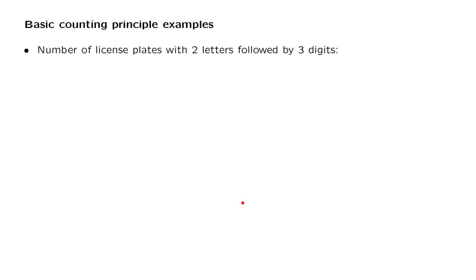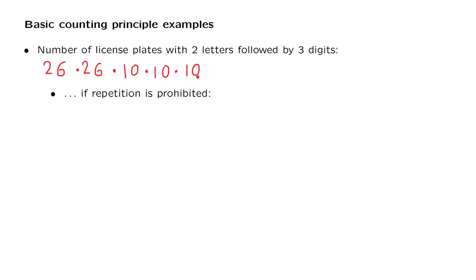In our first example, let us consider license plates that consist of 2 letters followed by 3 digits. The question is, how many different license plates are there? We think of the process of constructing a license plate as a sequential process. At the first stage, we choose a letter, and we have 26 choices for the first letter. Then we need to choose the second letter, and we have 26 choices for that one. Then we choose the first digit, we have 10 choices for it. We choose the second digit, for which we have 10 choices, and finally we choose the last digit, for which we also have 10 choices. So if you multiply these numbers, you can find the number of different license plates that you can make with 2 letters followed by 3 digits.